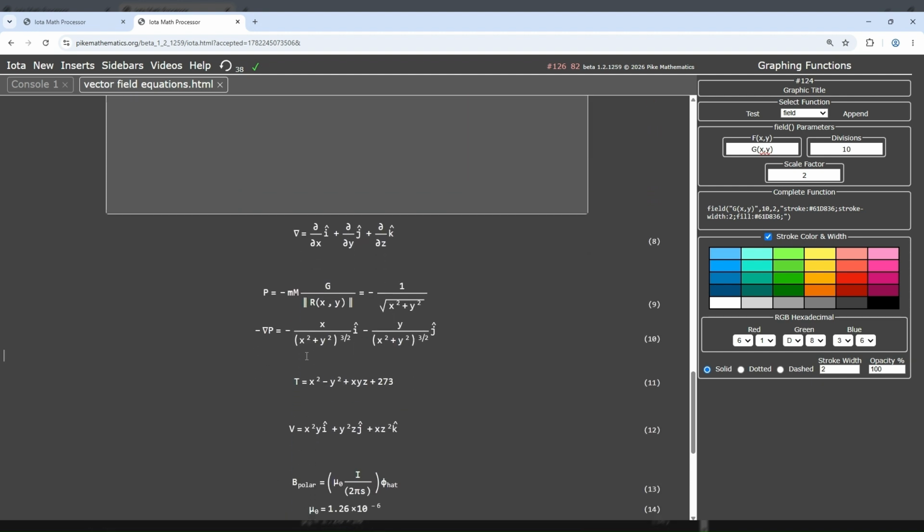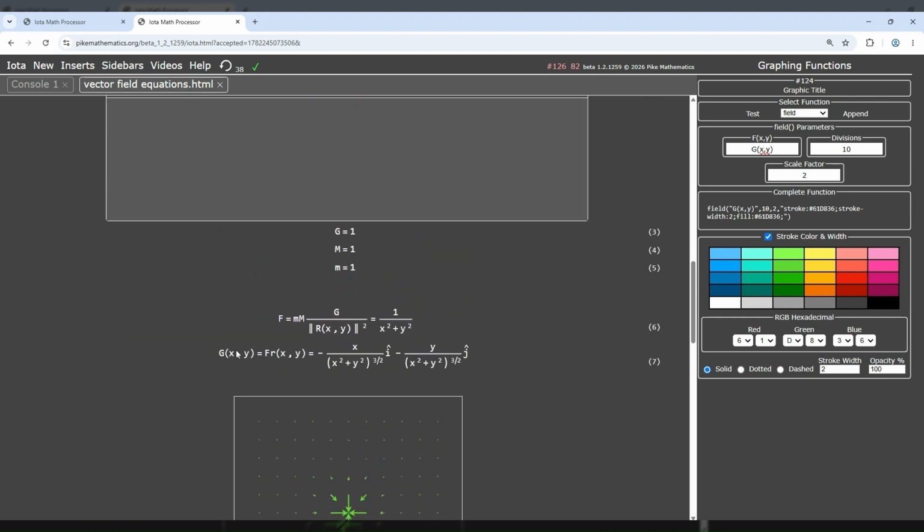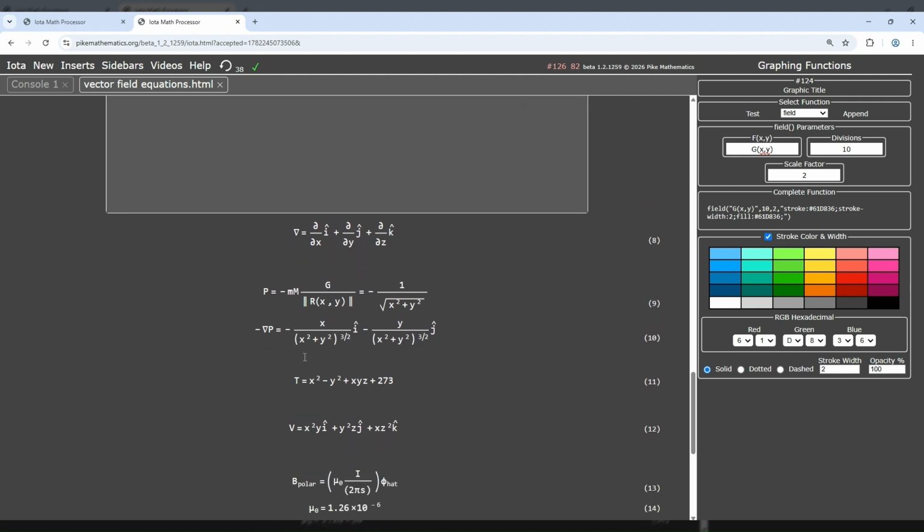I wanted to show you this example because when you have conservative fields, it can be proven that there is a scalar function such that the negative gradient of that scalar function equals your field. And that's what P is here. P is that scalar function that when you take the negative gradient, you get the gravitational field right here. Okay, so that's a gradient. Let's try another gradient example.